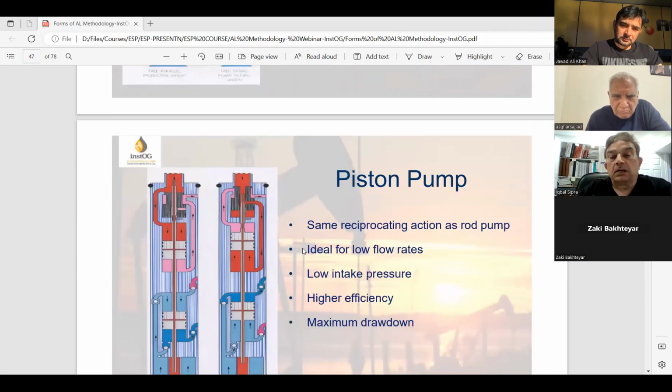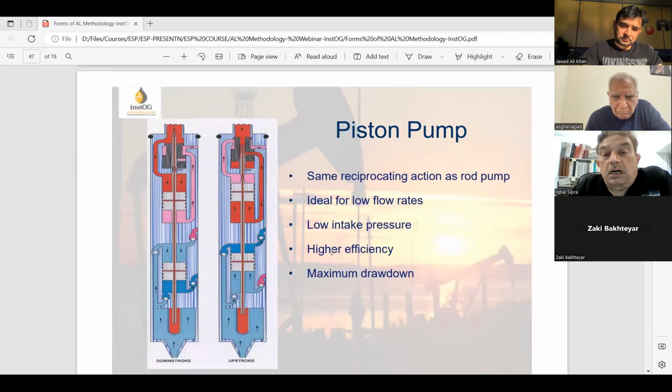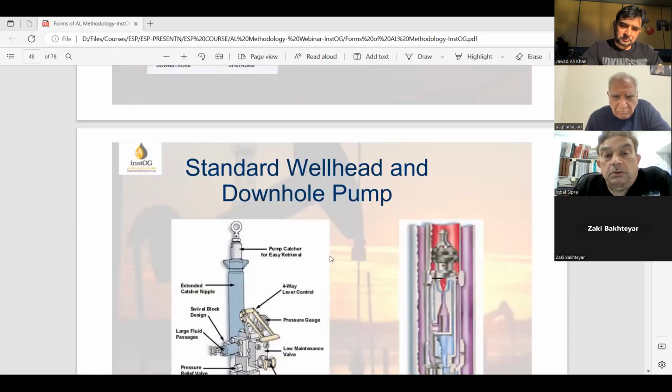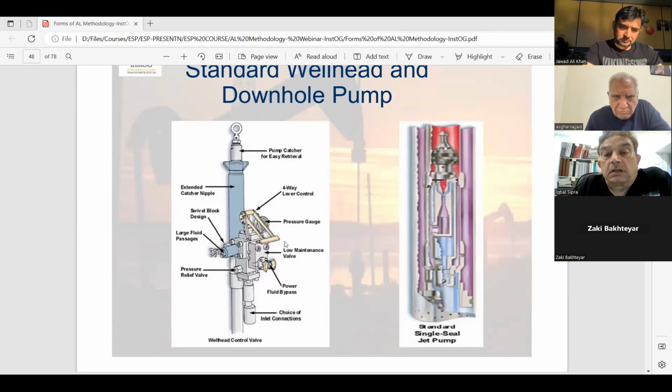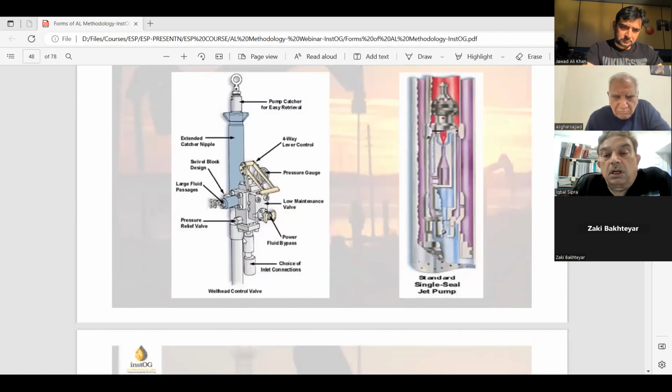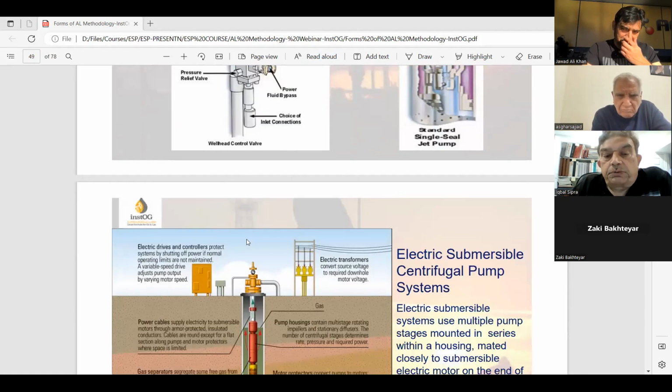Piston pump is the next one. Same reciprocating action as a rod pump, ideal for low rates, low intake pressure, higher efficiency, maximum drawdown. Standard wellhead and downhole pump completion. A complicated well completion is also possible. It is very scarcely used in the industry, in some typical areas for special application.